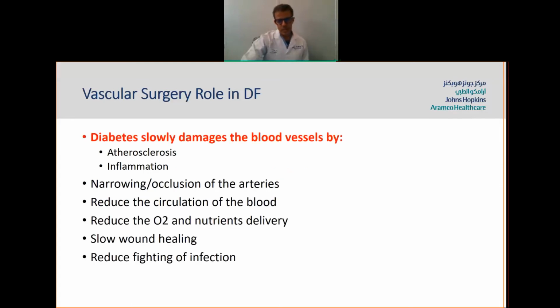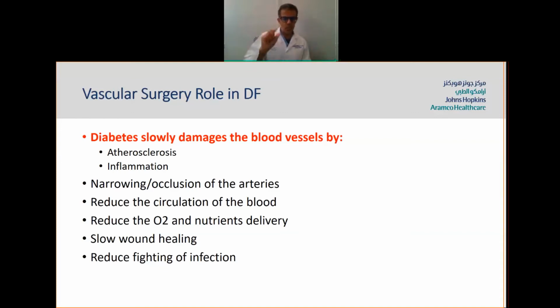So as mentioned earlier, diabetes is slowly damaging the blood vessels from inside with the process of accelerated atherosclerosis, because the blood vessels become really tough. They're not versatile. They do not allow the blood to flow easily and smoothly. And of course, there is an inflammatory process caused by diabetes. It's more complex than just explaining it here, but it is well known and documented by medical science.